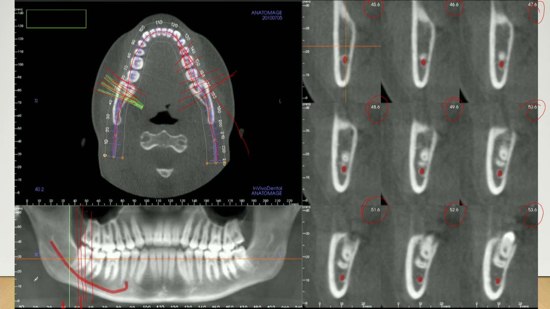So for instance, in this situation, we're looking at starting, say, from this end, from the mesial to the distal. So from mesial would be 53, 52, 51. So we're looking from mesial backwards, and you can see how the nerve gets closer and closer, sorry, the nerve here gets closer and closer to the two root tips. So right in that situation there.